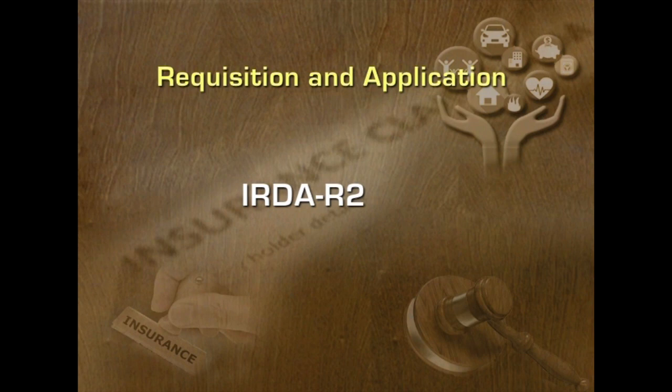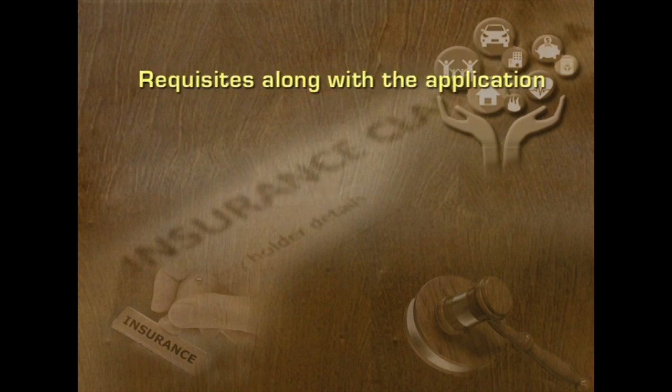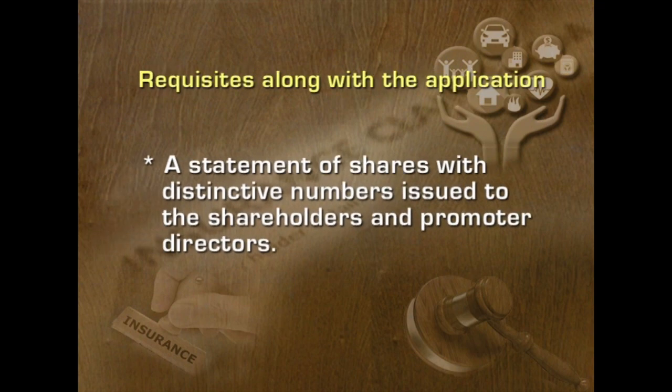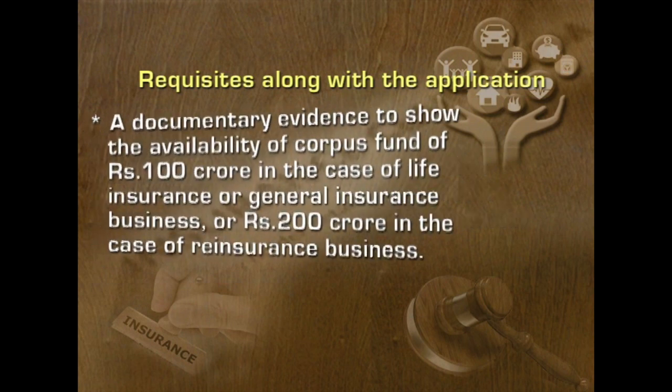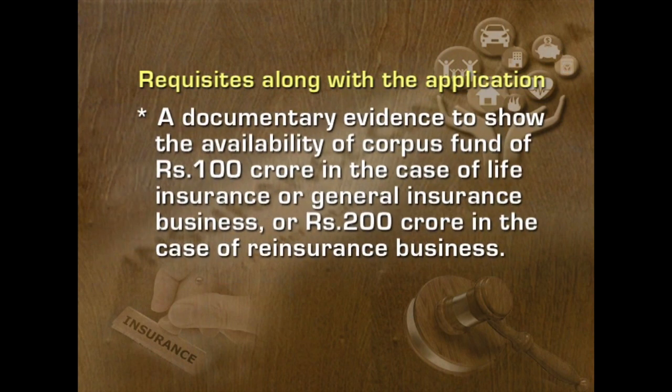The company, after receiving the acceptance of requisition, should submit an application in IRDA R2 form for grant of certificate of registration of the company along with additional documents. Statement of shares with the distinctive numbers issued to the shareholders and promoter directors. A documentary evidence to show the availability of the corpus fund of rupees 100 crores in case of life insurance or general insurance business, or rupees 200 crores in case of reinsurance business.